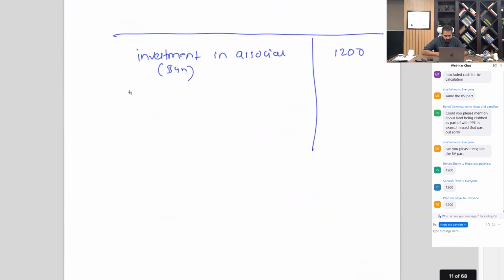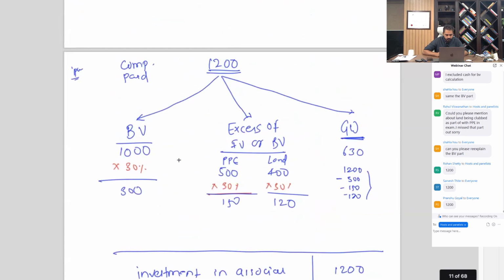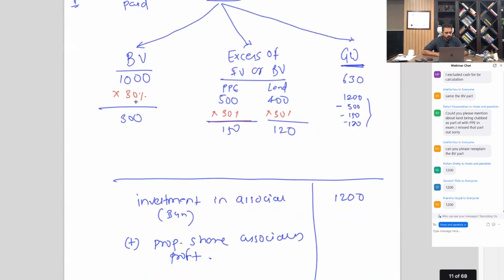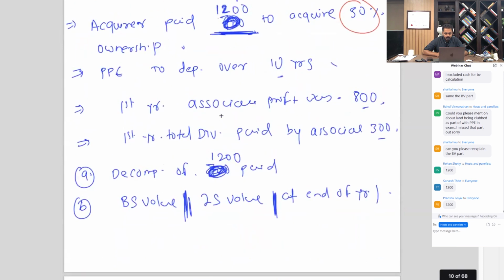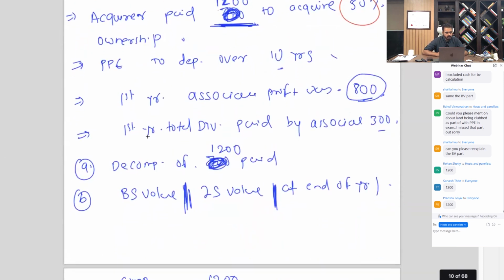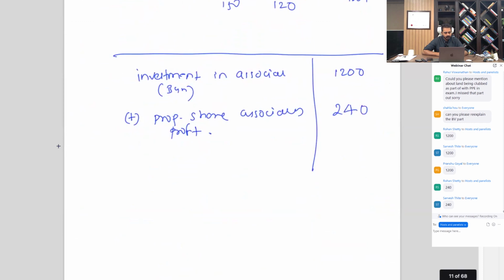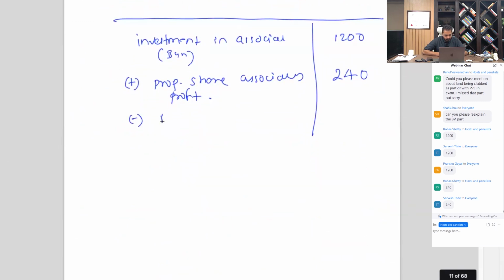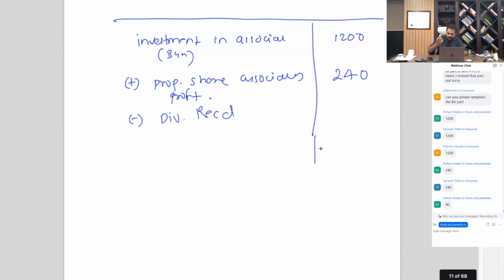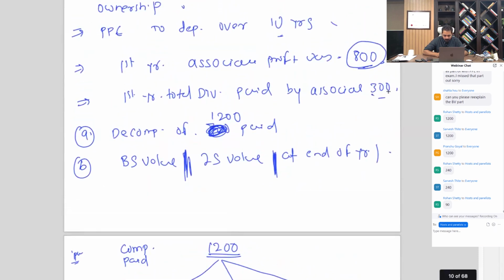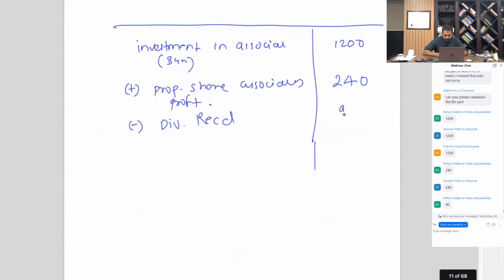It's included in that 1200. Now, how will that 1200 increase? So first, plus proportionate share of associate's profit. How much is profit? 800. 800 into 30%. That would be how much? 240. All right. Minus dividend received. Dividend received is a negative number here. It's almost like eating some part of your asset. Okay. So total dividends paid are 300, 30% of that. So dividend received is 90.